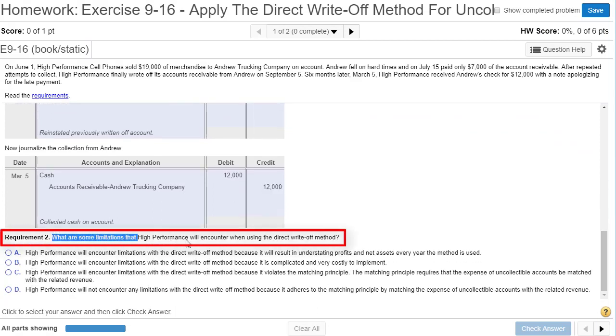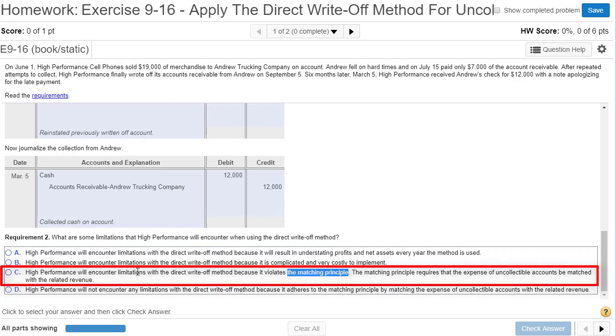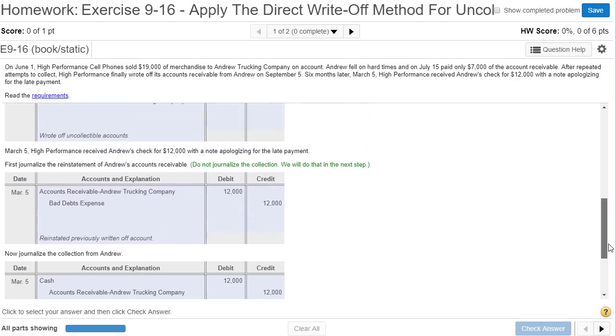Requirement 2, what are some limitations that High Performance will encounter when using the direct write-off method? Well, if you think back, earlier in this book we learned about the matching principle. What the matching principle means is that in the same time period, you need to match the expenses with the revenues that they helped generate. So by using this direct write-off method, we're technically violating the matching principle. So I'll show you what I'm talking about.